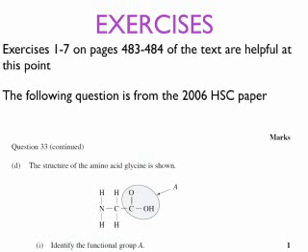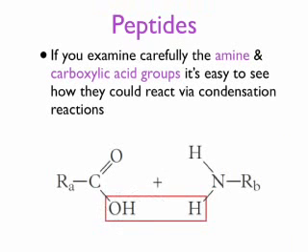Now, if amino acids are the monomers, the building blocks of protein polymers, we need to see how they can bond. Now, they bond via condensation reactions. Just like the polymers in the very first unit, just like disaccharides, just like all your condensation polymers, we're going to see that amino acids also condense to form dipeptides, tripeptides, polypeptides, and ultimately proteins.